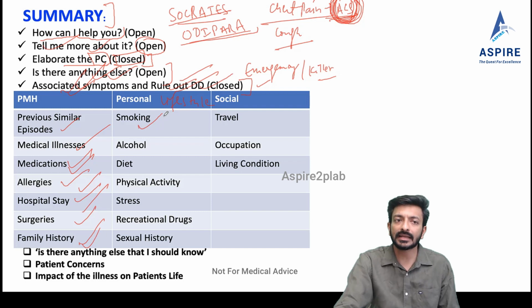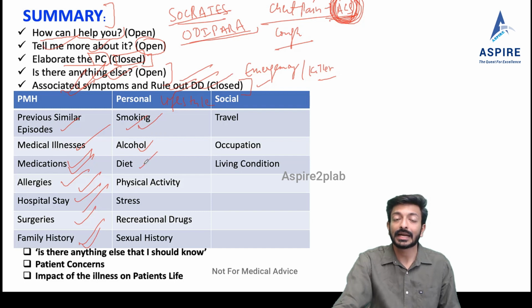And go into it in detail, like what do you smoke, for how long have you been smoking, since when, how often do you smoke, and how much do you smoke. So elaborate fully on smoking. About alcohol, do you drink alcohol? What do you drink? How often do you drink? And since when have you been drinking?